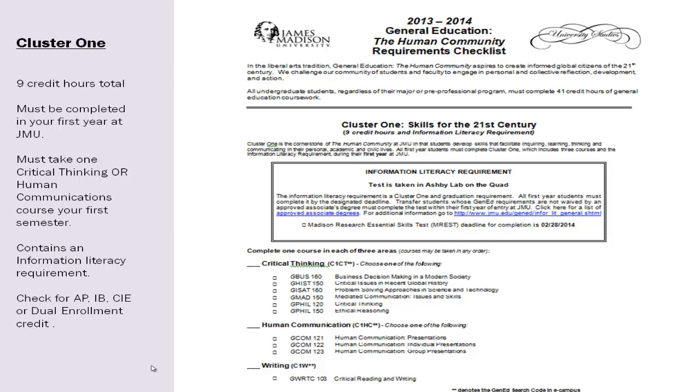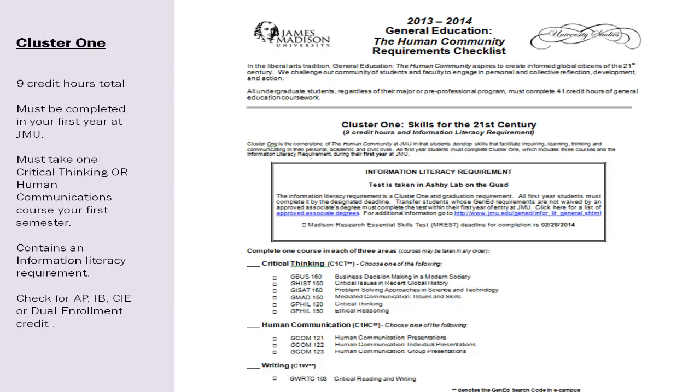Cluster 1 focuses on the skills you need to be a citizen of the 21st century. Ensuring all our students can demonstrate competency in the area of information literacy is an objective of Cluster 1 and is verified by requiring students to pass the information literacy test. The deadline for this test is later in the year, so while you do not need to be concerned about this now, you do need to understand that this is one of the Cluster 1 requirements. Cluster 1 is the only cluster that must be completed by the end of your first year at JMU.